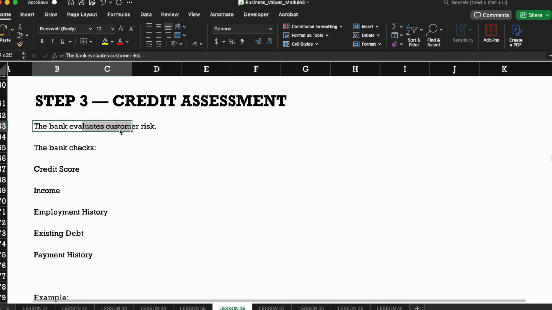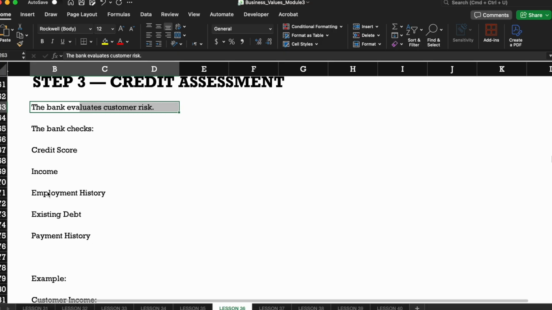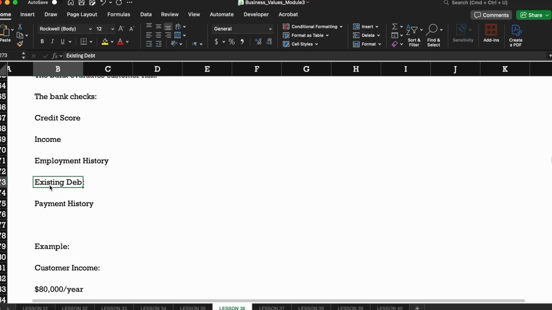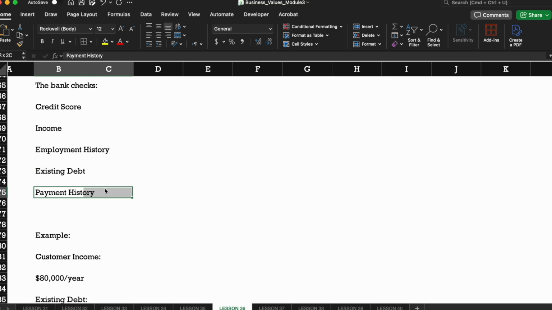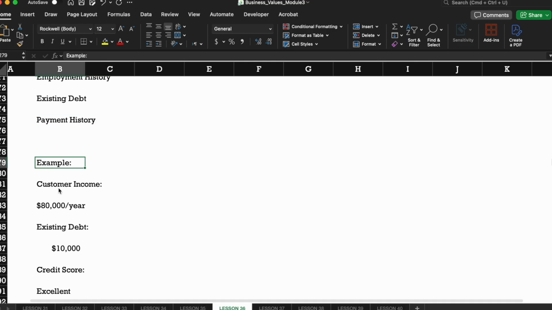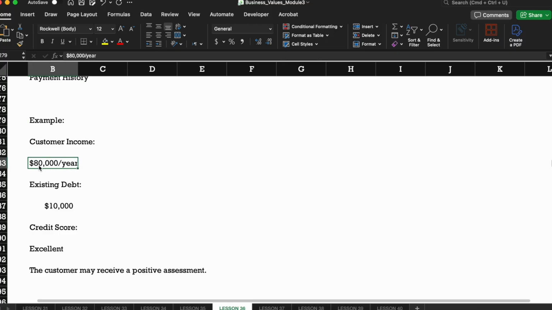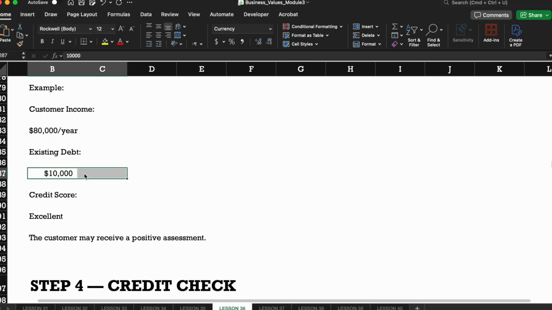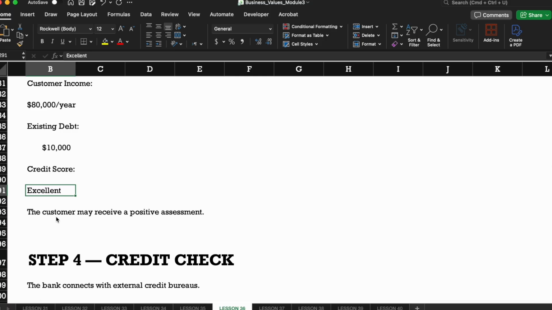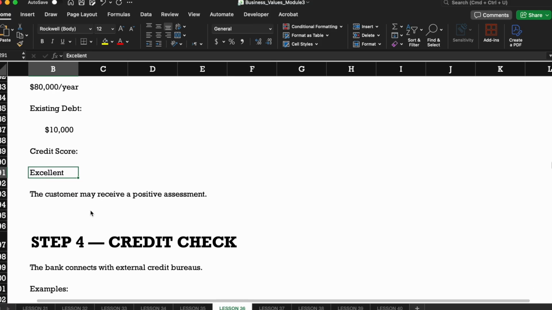Step number 3: credit assessment. The bank evaluates the customer's risk. The bank checks credit score, income, employment history, existing debts, and payment history. For example, if the customer's income is 80,000 per year, existing debt is 10,000, and credit score is excellent, the customer may receive a positive assessment.